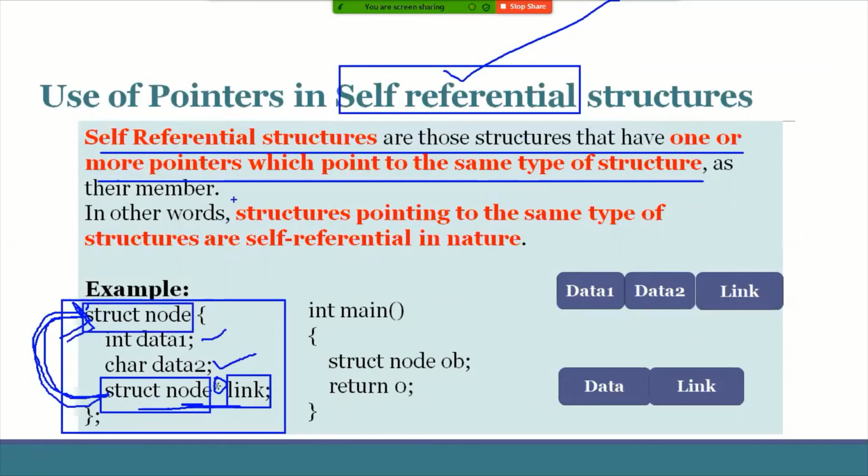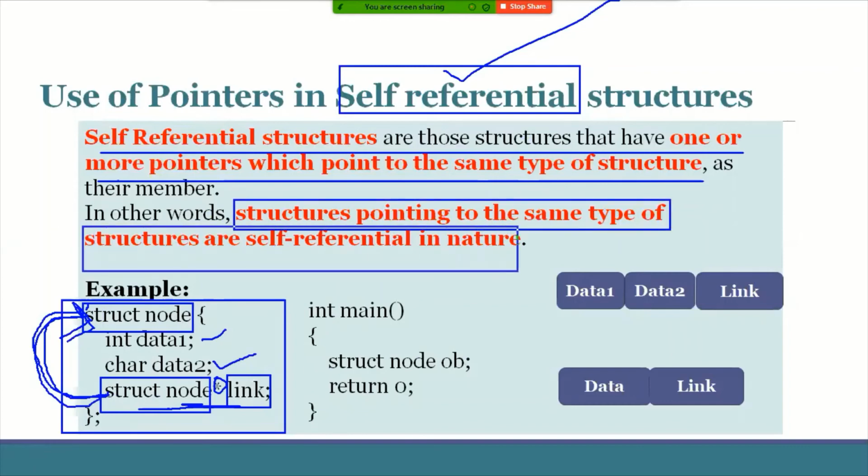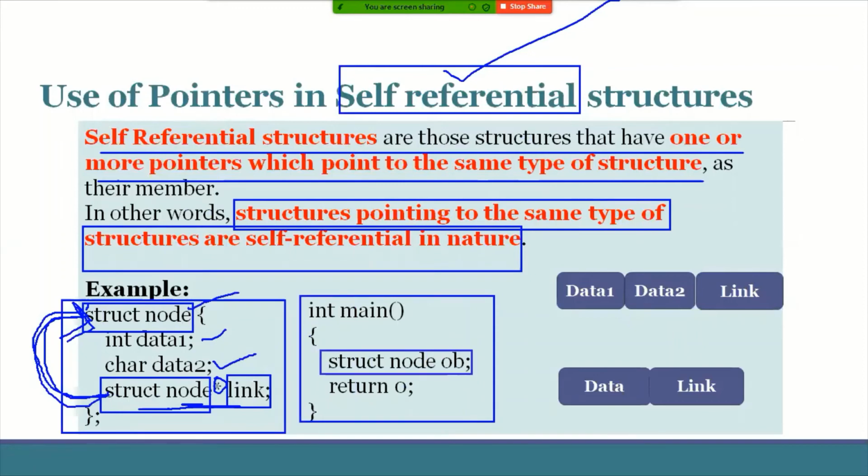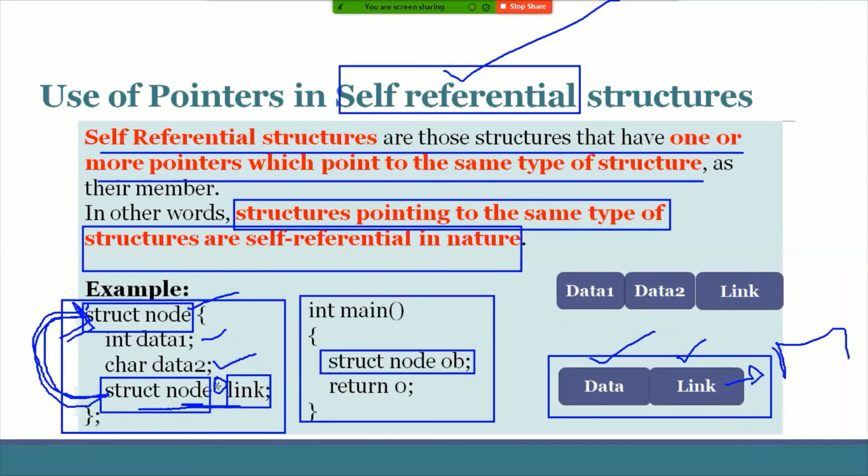In other words, structures pointing to the same type of structures are self-referential in nature. So in this main function, one object for this struct node is created, that is object OB. And with the help of this OB, I can access those members. What is meant by a node? It is a node which contains two fields, a data field and a link field. So always this link field holds the address of another node of the same type. In this case, data 1, data 2 are of integer type, this is of character type, and the link is of pointer type, it is of struct node type. That's why it is called a self-referential structure.